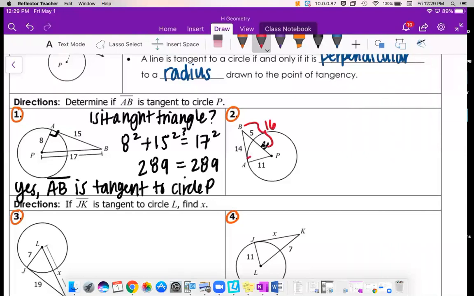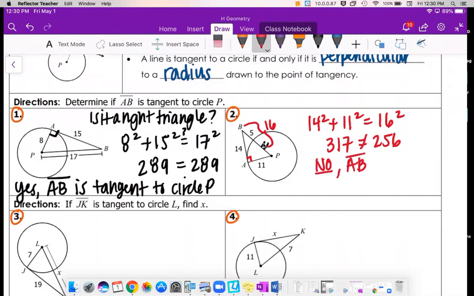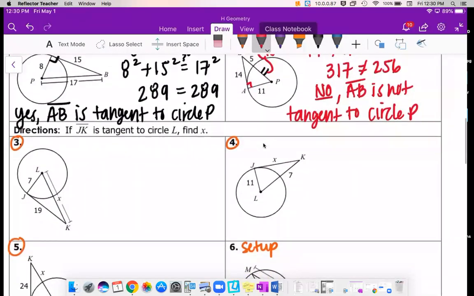Then we're going to do the Pythagorean theorem to determine if that is a 90-degree angle right there. So 14 squared plus 11 squared should equal 16 squared. If you do 14 squared plus 11 squared, you'll get 317. And then 16 squared is 256. Since those are not equal to each other, the answer is no, AB is not tangent to circle P. So we're just using the Pythagorean theorem and testing if it becomes a right angle.